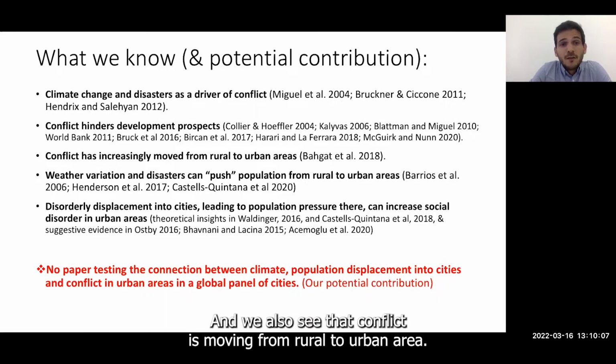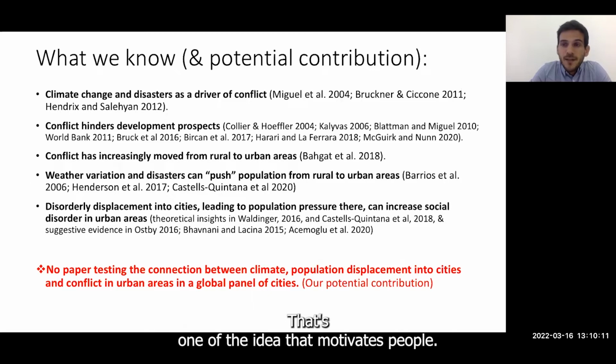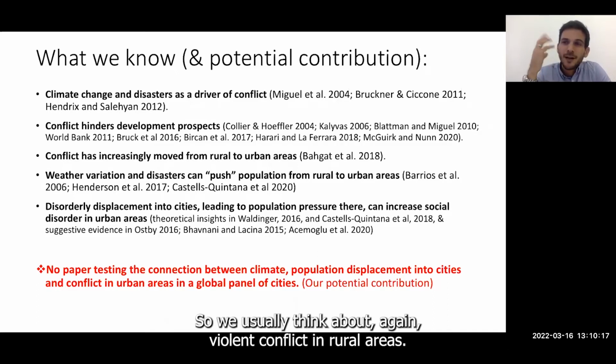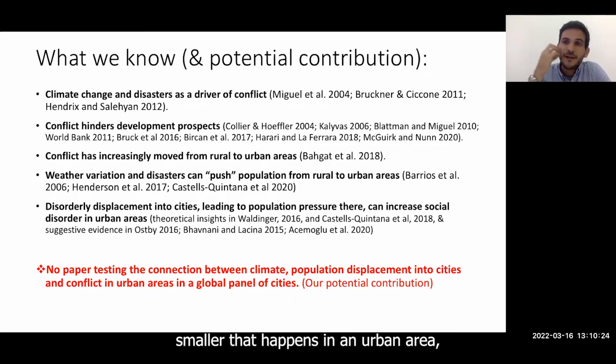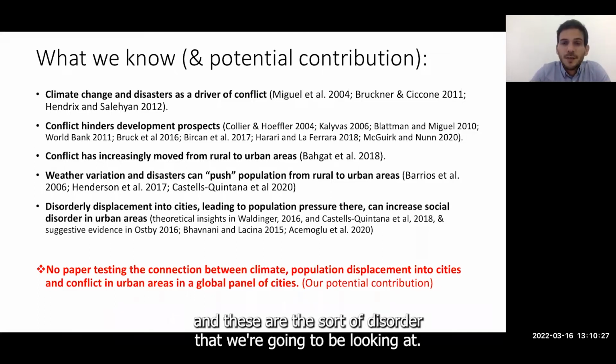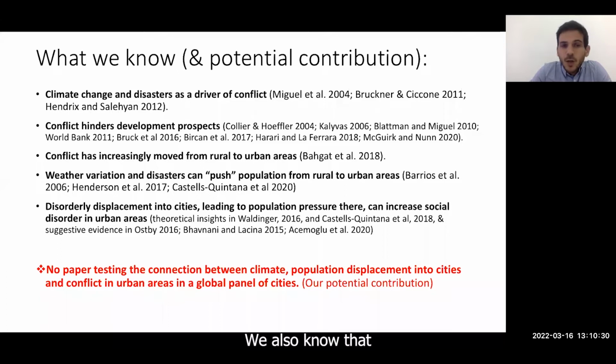Interestingly, we also see that conflict is moving from rural to urban areas, and that's one of the ideas that motivates this paper, all right? So we usually think about, again, violent conflict in rural areas, but nowadays, in many cases, conflict is something smaller that happens in urban areas, right? And these are the sort of disorders that we're going to be looking at, all right? We also know that weather shocks and weather variation and disasters push population from rural to urban areas. And this is explaining this unplanned city growth. And this is part of my previous research, you know? And so there are some papers here, including myself, showing how climatic variables can also explain urbanization and city growth, right?